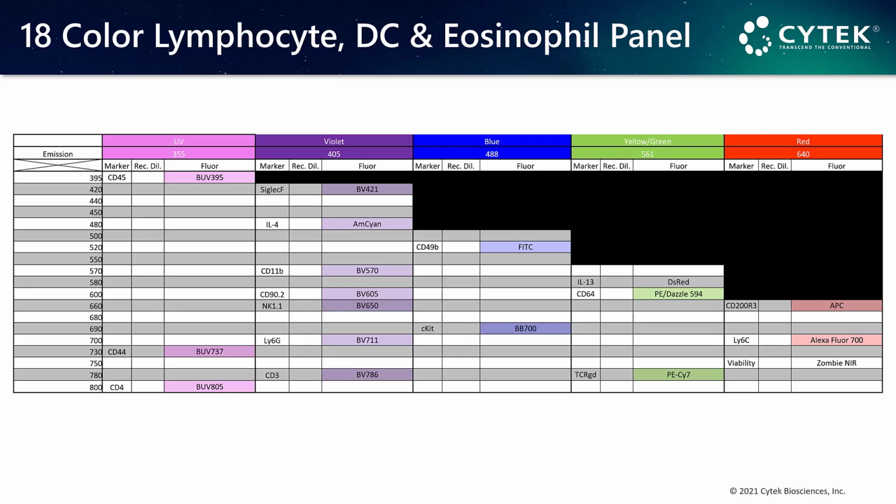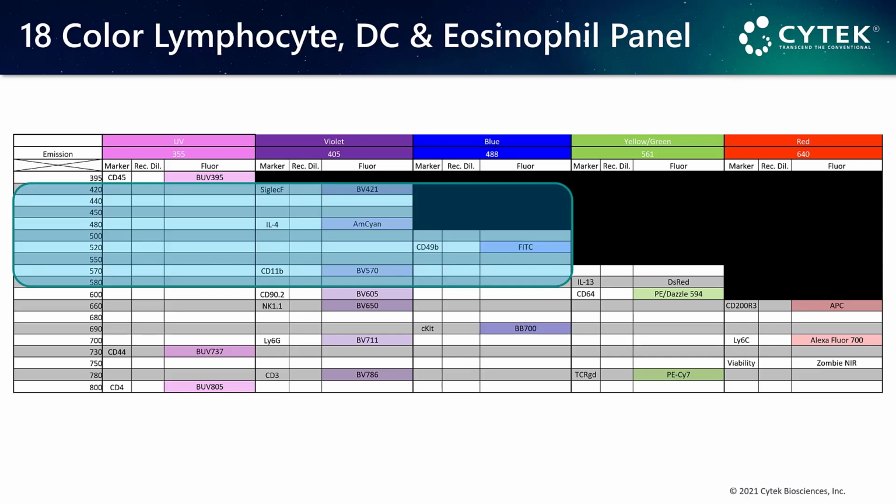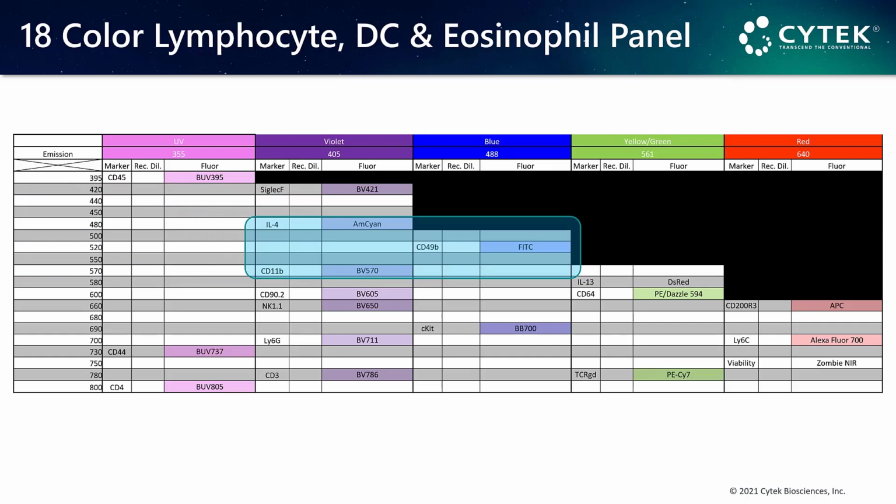To begin with, let's take a look at this 18 color panel in use with this sample. These are the fluors that are commonly impacted by autofluorescence, and the fluors in this panel that are most impacted by that autofluorescence are AmCyan, BV570, and FITC.